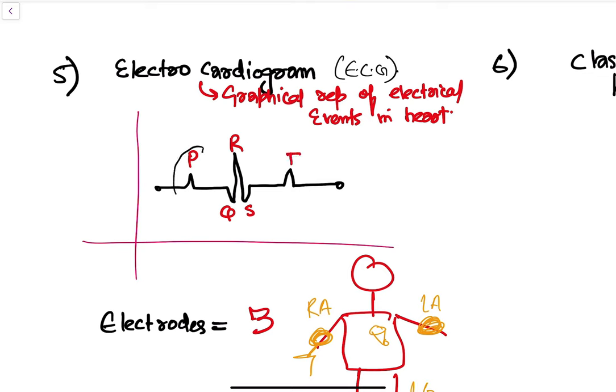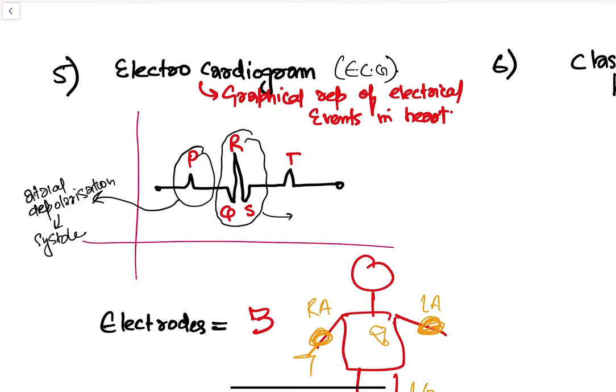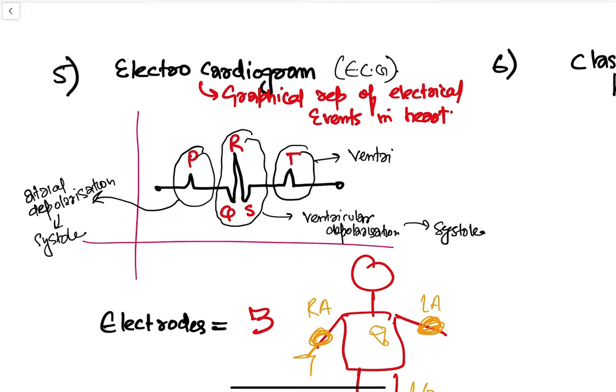Now, importantly, note down, this P wave represents atrial depolarization. This is the wave formed due to atrial depolarization, or what we also know as atrial systole. This QRS complex is formed by ventricular depolarization, or what we call ventricular systole. And this T wave is formed by ventricular repolarization, or what we can say diastole, or end of systole, as your book has written.